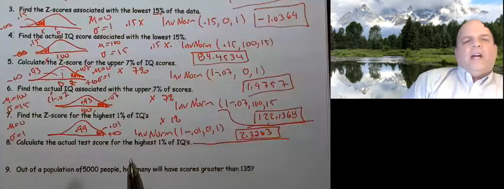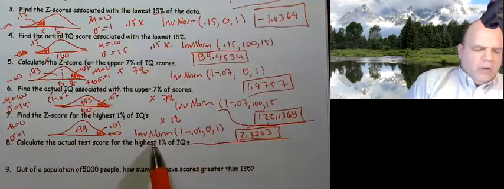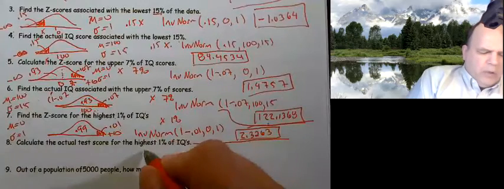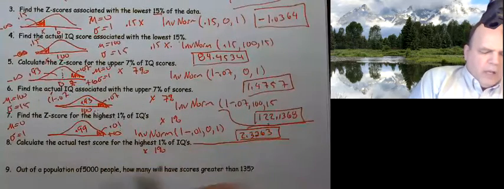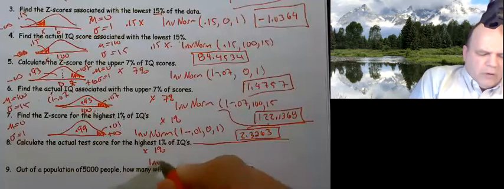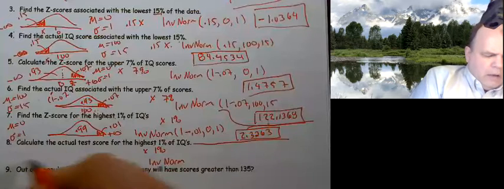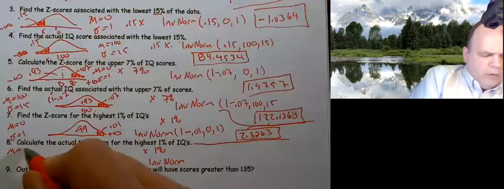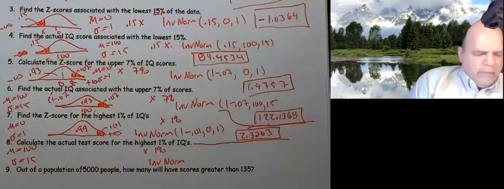The next one says calculate the actual test score for the highest 1%. So once again, we have a highest, so we put an X. This is above it, so we know we're going to be shading from the right. We know it's going to be an inverse norm because they gave us an app, so inverse norm. And we are working with the actual value, so it's mean of 100, standard deviation of 15.